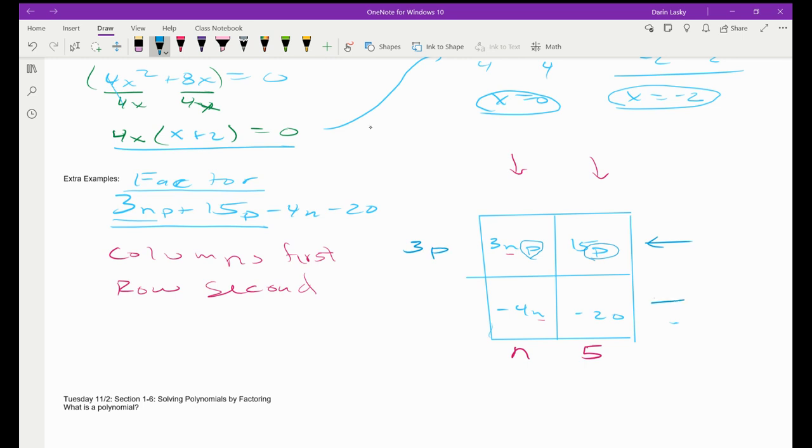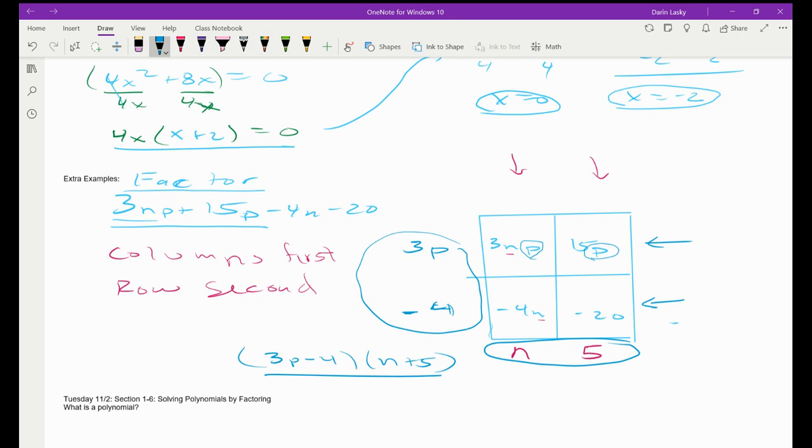And I go to the second row. And I look at it and I go, oh, there's 2 negatives, so I can take a negative out of there. And what else can I do? I can take out a 4 because 4 divides into 20 and 4 divides into 4. So I can take out a 4. So now here's the trick. This is my answer here. And this is my answer here. So my answer is 3p minus 4 times n plus 5. And that's how you use the area model.